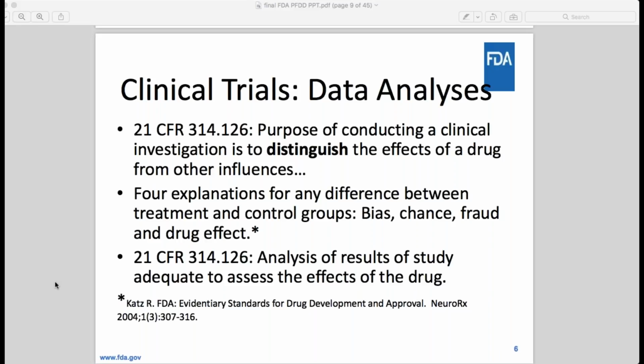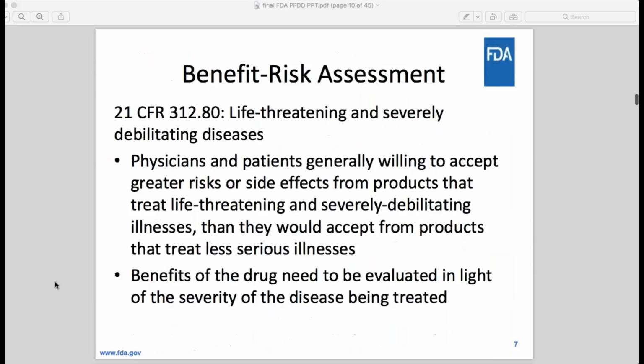Analysis of data during the review of a new drug application attempts to answer questions. Can the effects of the drug be distinguished from other influences? Is there a real difference between the treatment group and the control group? Is this due to drug effect, or is it due to bias, or is it due to chance, or is it due to fraud? In the end, analysis of results of study should be adequate to assess the effects of the drug. Next slide.